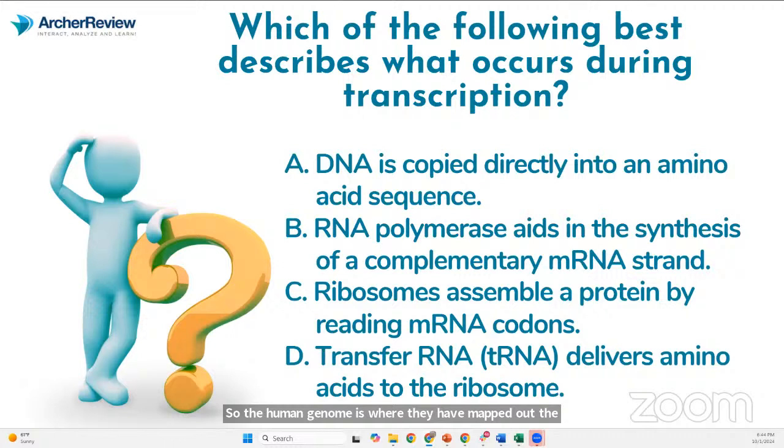Okay, we are on to checking to know what we know so far. So this one asks, which of the following best describes what occurs during transcription? A, DNA is directly copied into an amino acid sequence. B, RNA polymerase aids in the synthesis of a complementary mRNA strand. C, ribosomes assemble a protein by reading mRNA codons. Or D, transfer RNA delivers amino acids to the ribosome. You have 45 seconds.